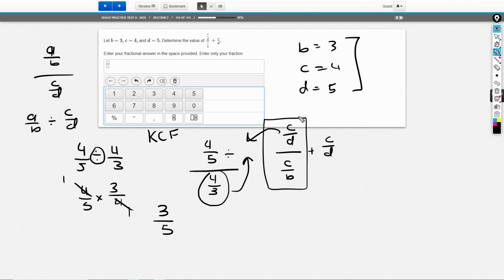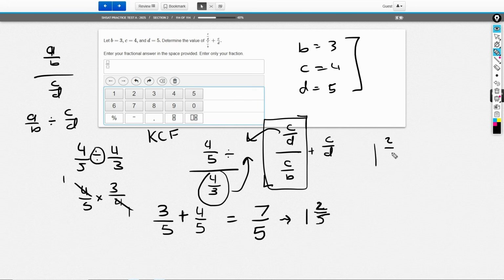Because in addition to this crazy double-decker fraction, which is actually equal to 3/5, I need to add c over d. C is 4, d is 5. So I have to add 4/5. This is equal to 7 over 5. And then we need to turn this into 1 and 2/5. How do I do that? Well, 5 goes into 7 one time, and it has a remainder of 2. So we just leave that remainder over what we divided by, which was 5.